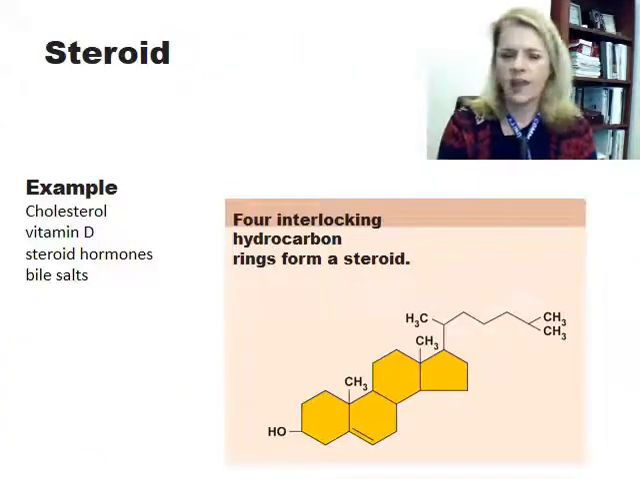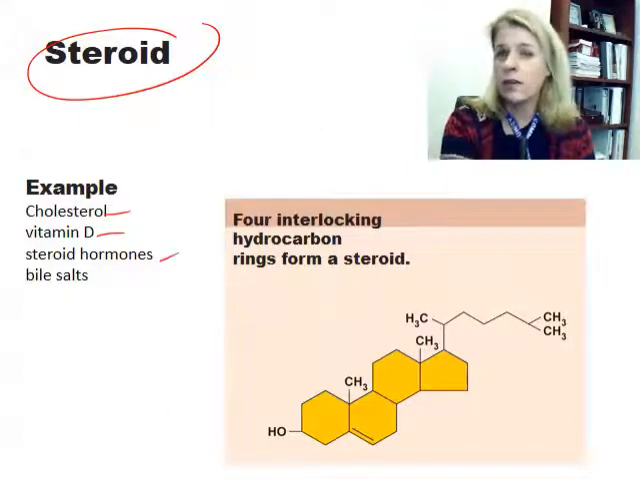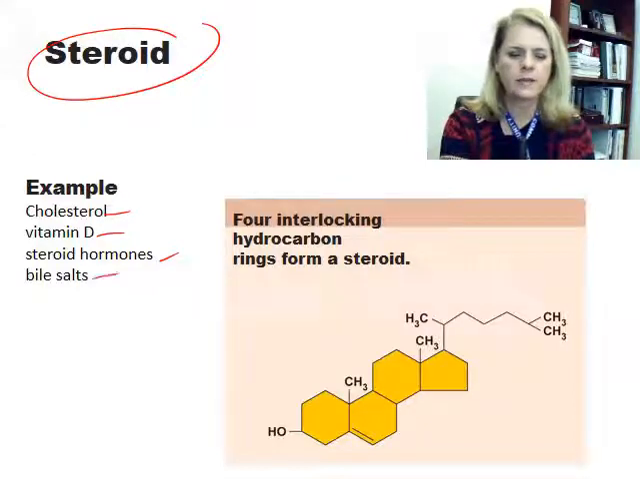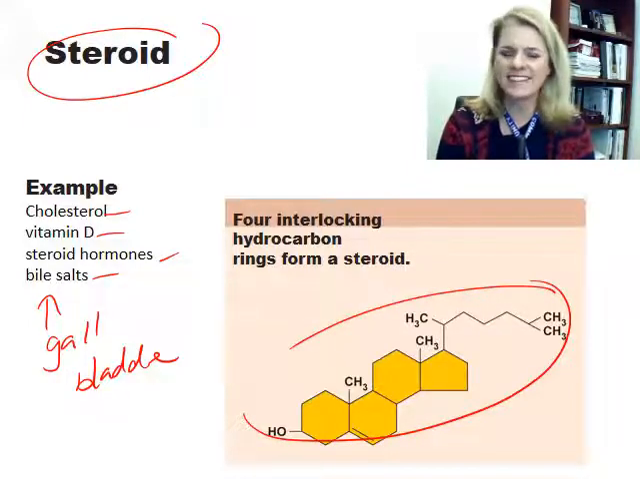Another example of your fats are steroids. And steroids are things like cholesterol, vitamin D, steroid hormones like testosterone, and some of your bile salts. So these are the things that are made by your gallbladder. So, for example, this is what a steroid would look like. Again, I'm not going to make you memorize what they look like, but just know some examples of steroids.